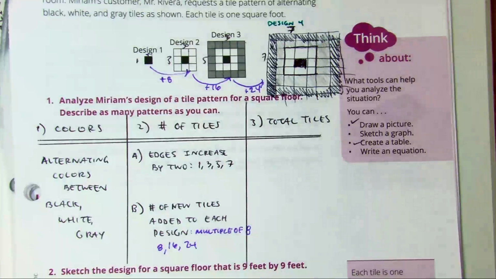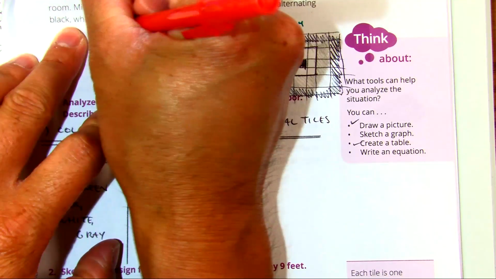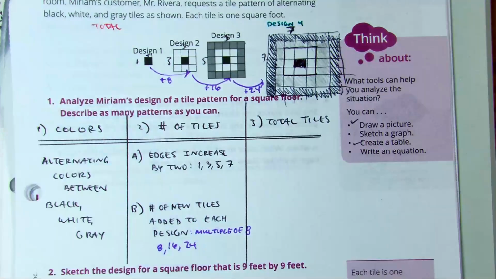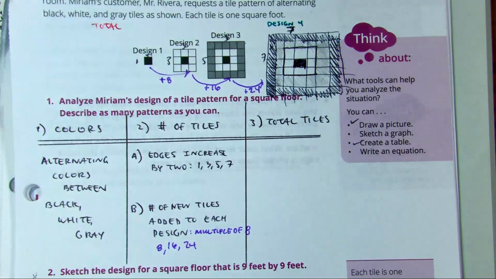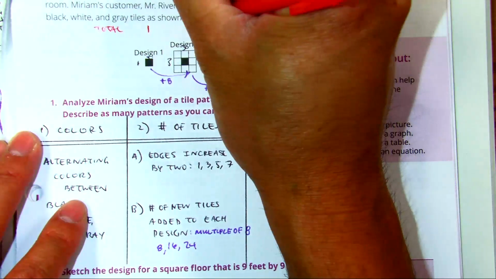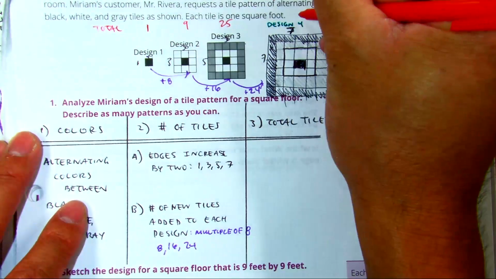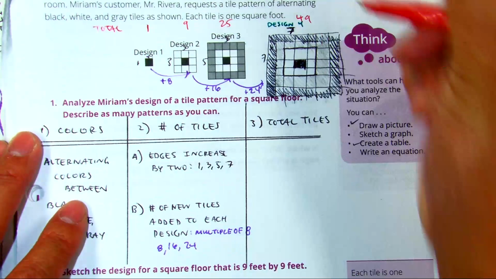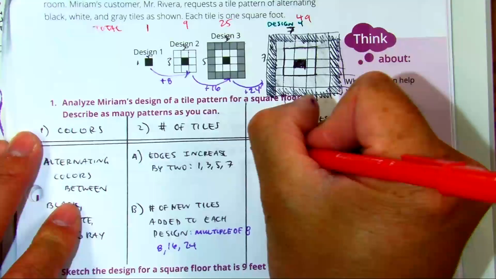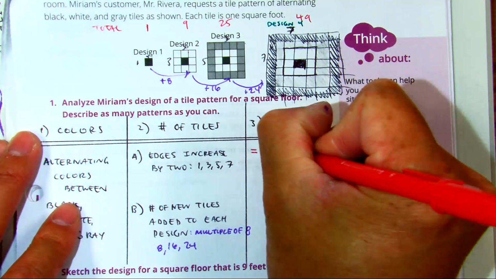Okay. How about total number of tiles? Let's see, total. Right. How many total tiles do I have here? 1. And how about this one? 9. How about here? So the total tiles we can say is equal to the number of tiles.